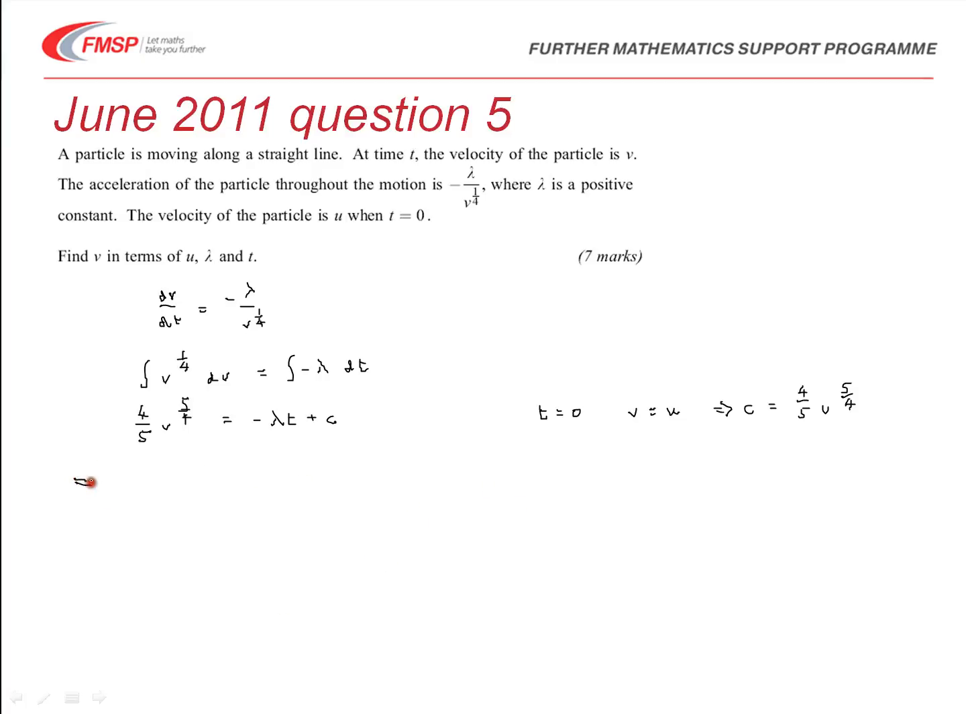So that's going to imply that 4/5 of v to the 5 over 4 must equal minus lambda t plus 4/5 of u to the 5 over 4.